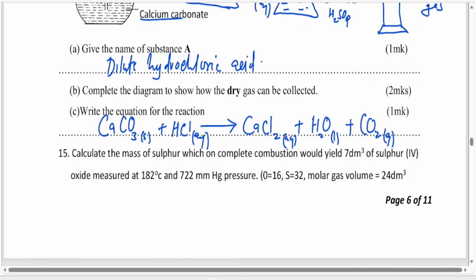Balance the equation. When you look at the equation, calcium 1, calcium 1, carbon 1, carbon 1, oxygen 3, oxygen 3, hydrogen 1, hydrogen 2 on the other side. So we put a 2 on hydrochloric acid, and then we have hydrogen 2, hydrogen 2, chlorine 2, chlorine 2, and the equation becomes balanced, and therefore this is 1 mark.